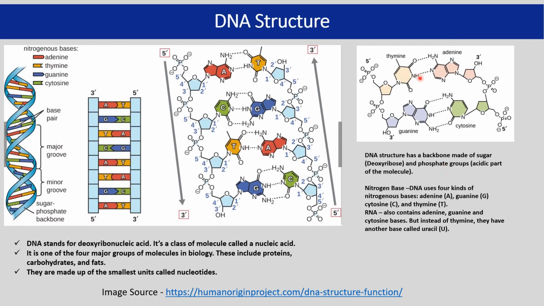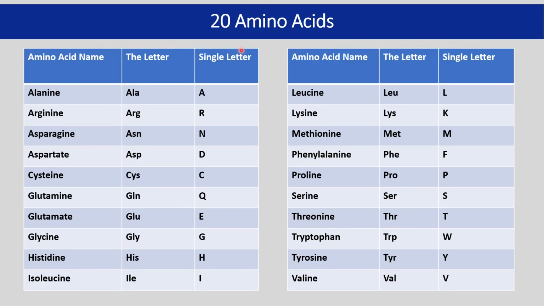And if you talk about the bonding, the thymine pairs with adenine by two hydrogen bonds, whereas the guanine bonds with cytosine by three hydrogen bonds. There are a total of 20 types of amino acids present in all living organisms, and I have shown the abbreviation of each amino acid both in three-letter form and single-letter form.